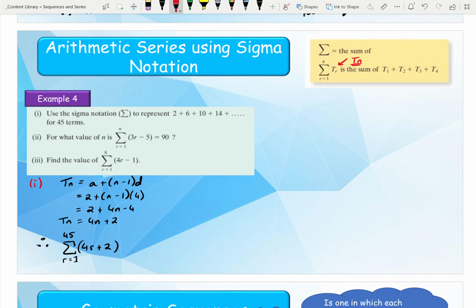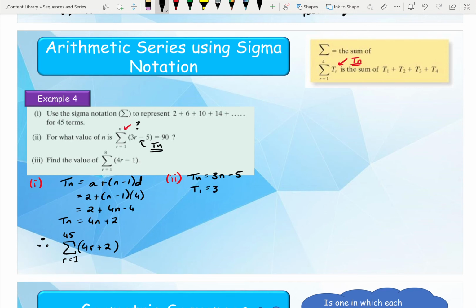So bearing that in mind here, we're going to have a look here at part 2. Part 2 says for what value of n, so this time I don't know n, that's a question mark. But it starts at r is equal to 1, is 3r minus 5 equal to 90. Now be careful, that 3r is tn. So if tn is equal to 3n minus 5, the first thing I do is I would always find the first 3 terms to start getting a pattern.